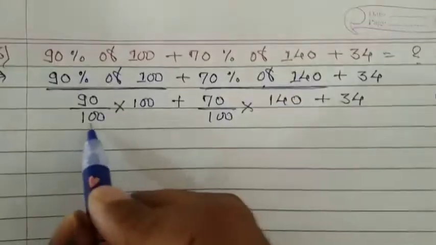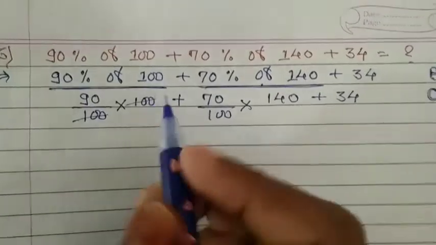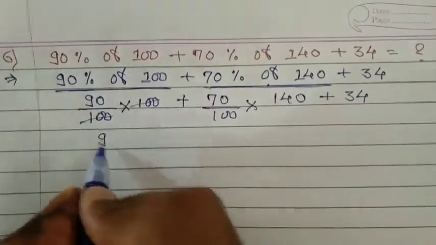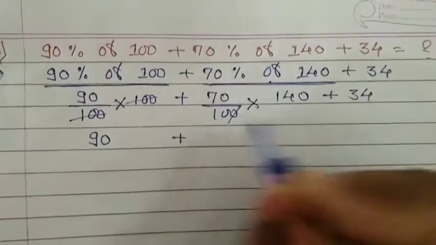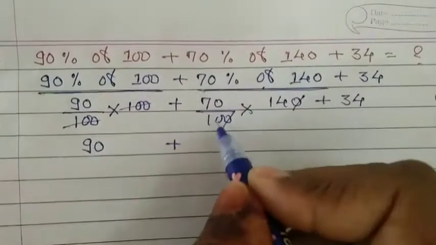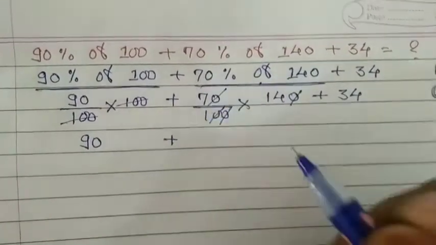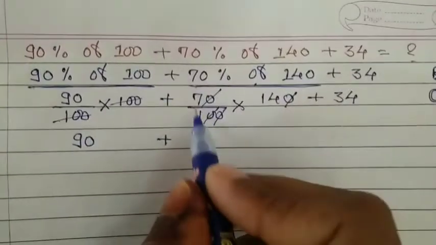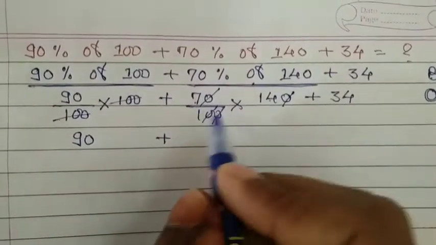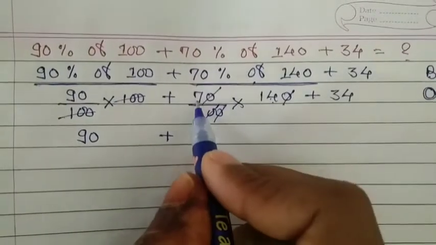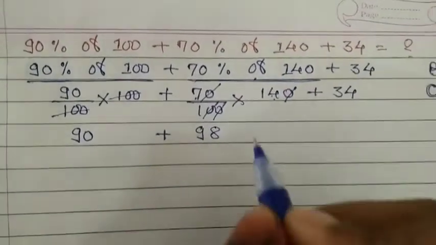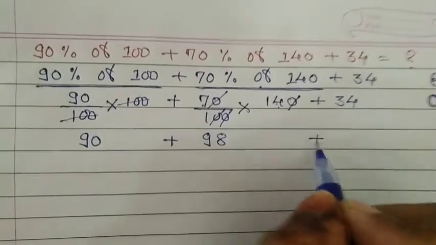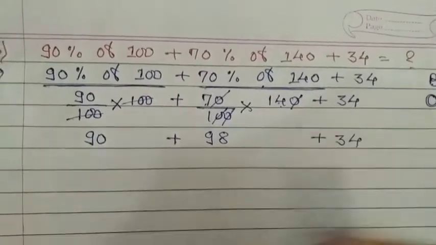This 100, this 100 cancel out. How much? 90, that is, plus as it is. This 0 cancels out, this 0 cancels out. So 7 14s are 14 multiplied by 7, how much? 98. Or plus 34 as it is.